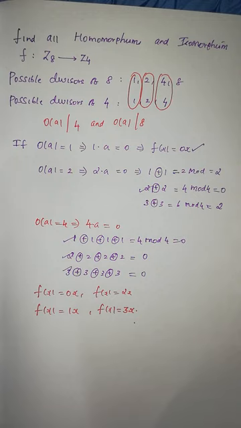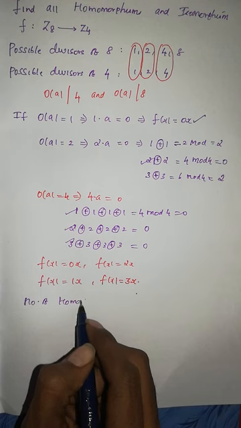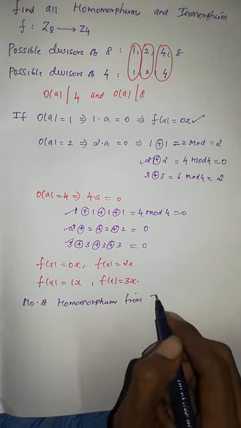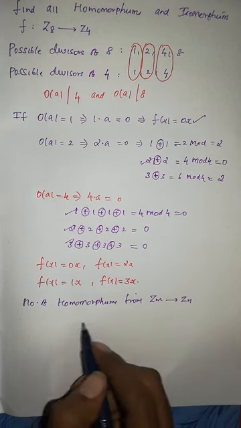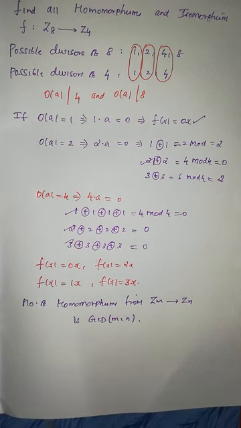Now this is very important. I am going to give a trick, a shortcut, to find the number of homomorphisms from Zm to Zn. So kindly take it down. The number of homomorphisms from Zm to Zn is GCD of m comma n. So this is a very important result.